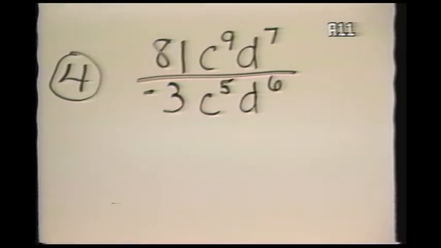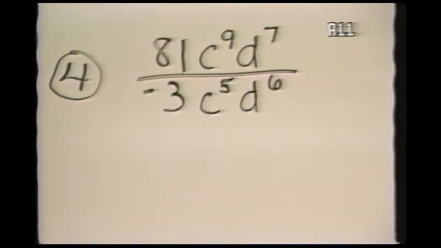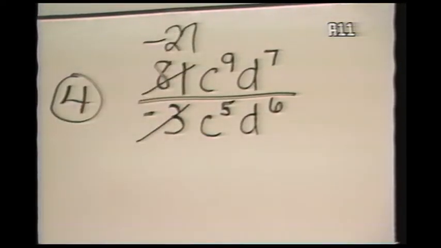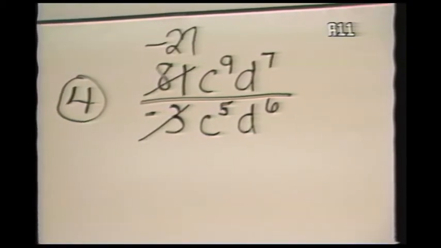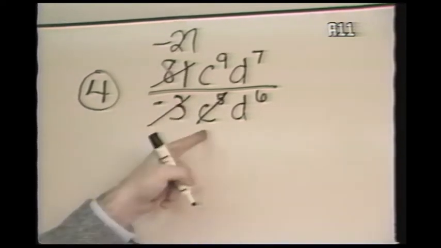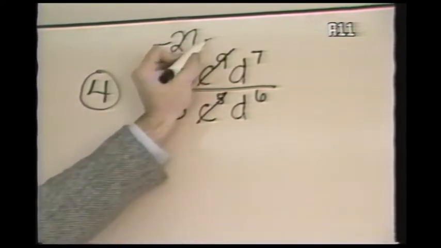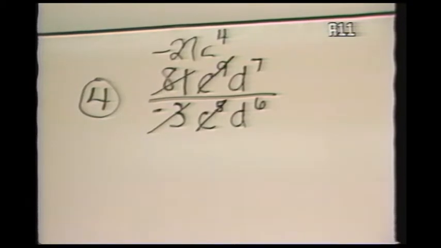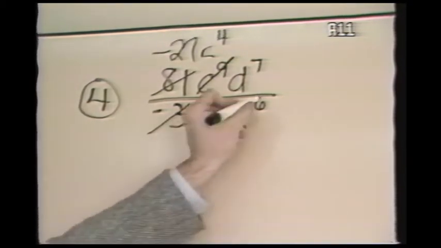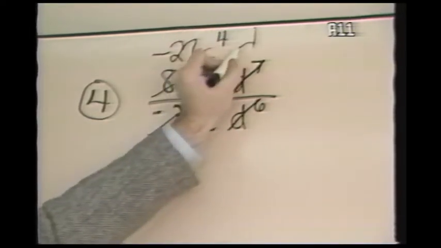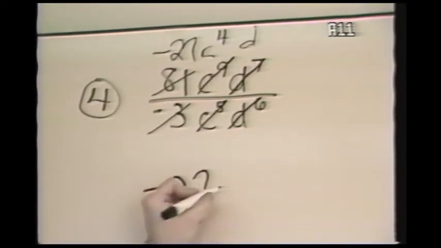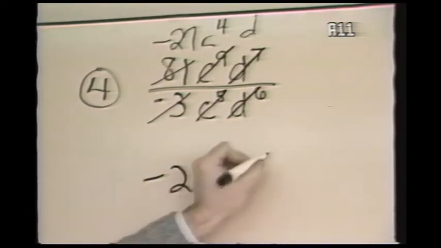Nothing drastic. 81 c to the 9th d to the 7th divided by negative 3c to the 5th d to the 6th. Now, 81 divided by negative 3 is negative 27. C to the 9th over c to the 5th, remember I said we subtract exponents. If I cross out that c to the 5th, that c to the 9th becomes c to the 4th because 9 minus 5 is 4. D to the 7th over d to the 6th, well, we cross out the d to the 6th, and that leaves us with d, or d to the 1st power. My entire answer, therefore, is negative 27, c to the 4th, d.